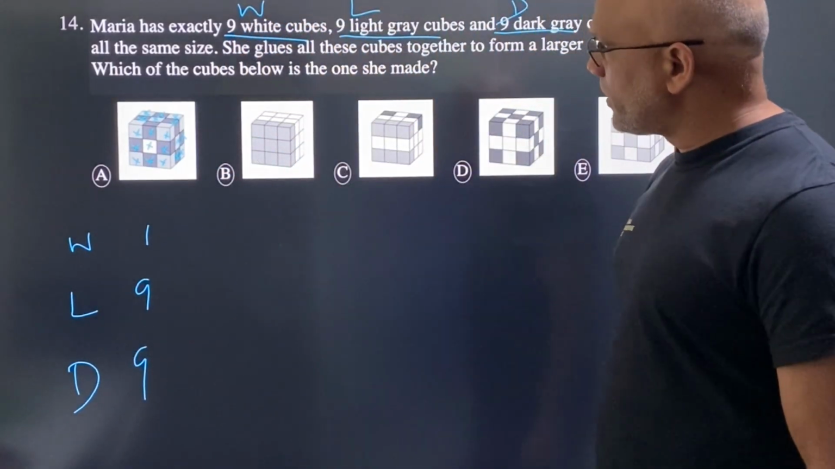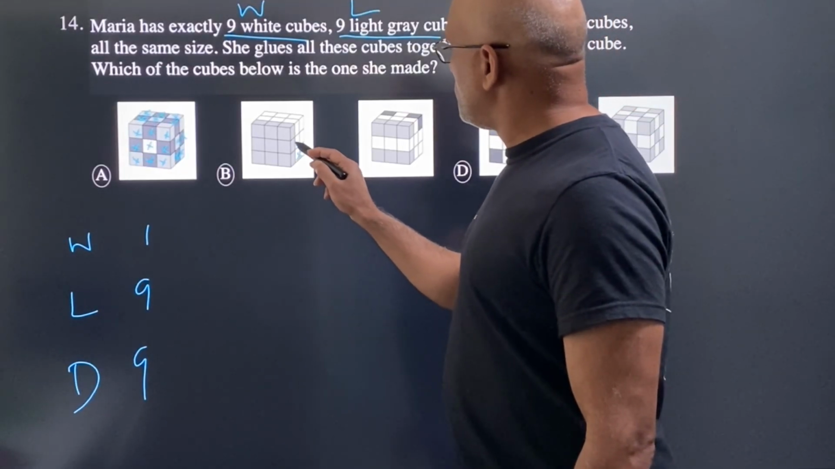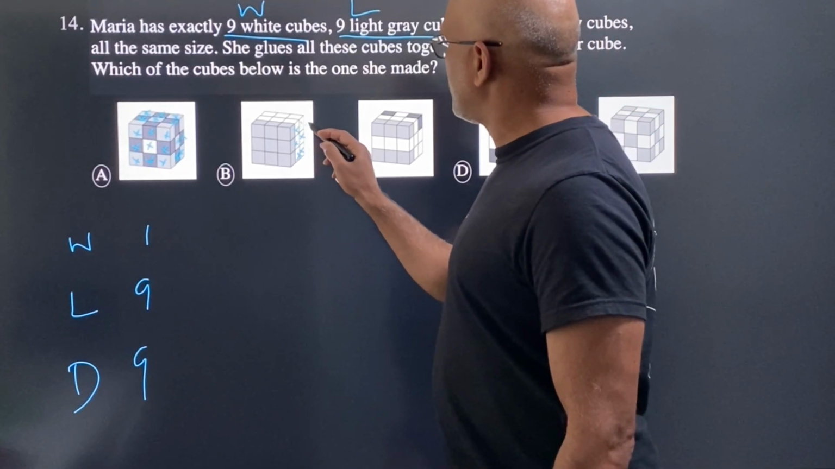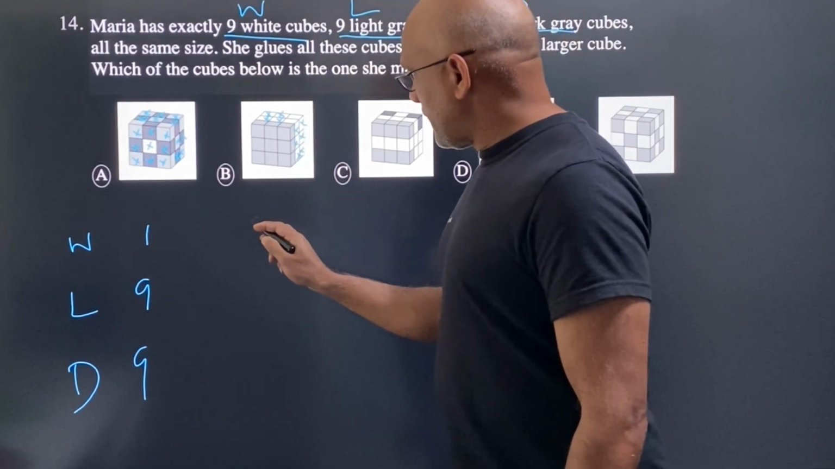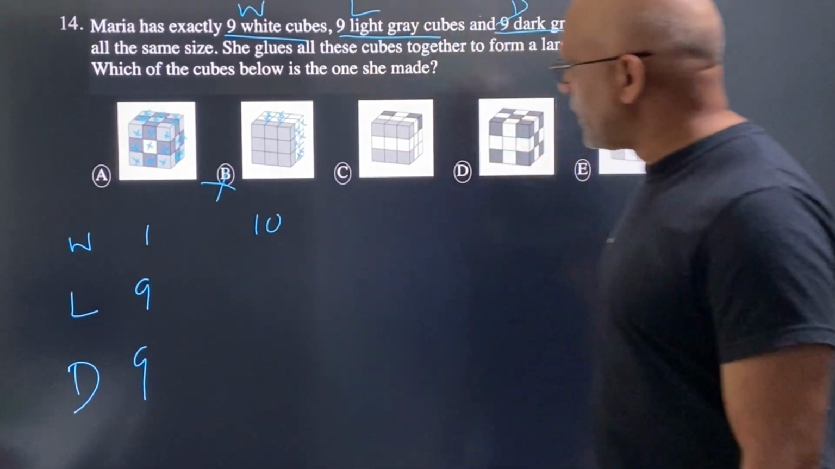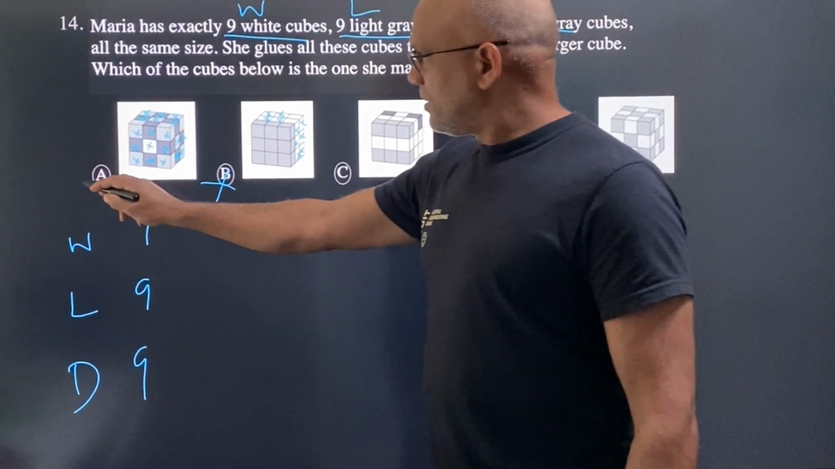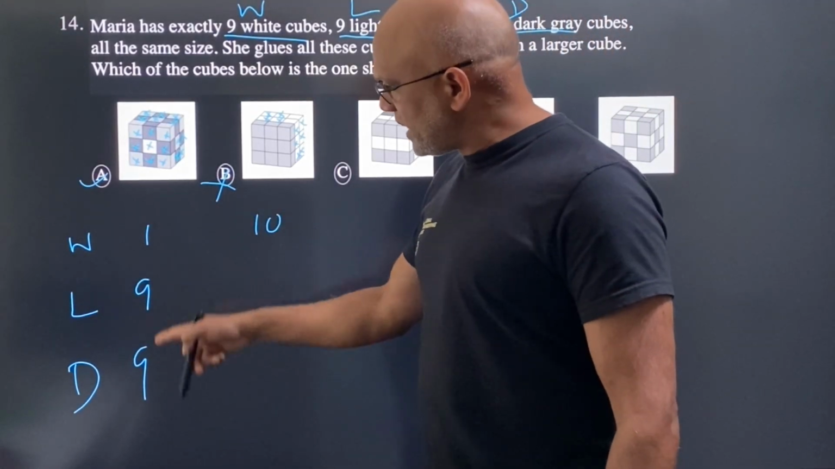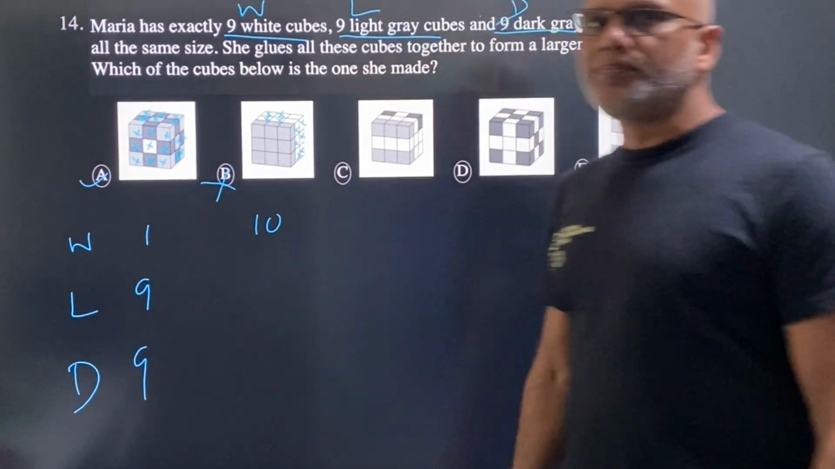Okay, let's come here. White I see 1, 2, 3, 4, 5, 6, 7, 8, 9, 10. White I see 10, but there cannot be more than 9, so this is not going to work anyway. Similarly, you can count the other ones and you'll see that this is the only one that is going to work. We see 9 of each. The remaining 8 of the whites are hidden.